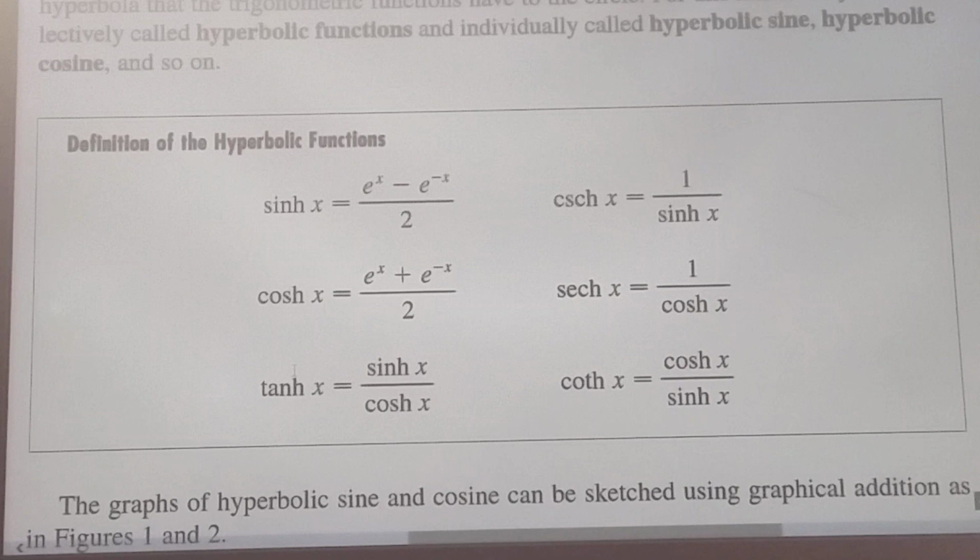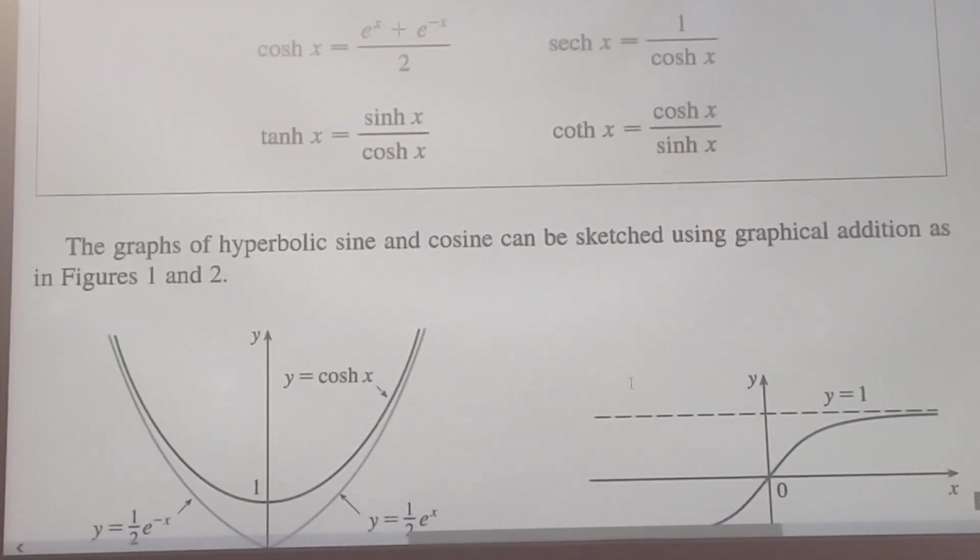And similarly, we have tanh x. And remember, tanh x is sinh x over cosh x. And then cosech x is 1 over sinh x, you must know that, and sech x is 1 over cosh x, and coth x is cosh x over sinh x. So basically we are moving there.